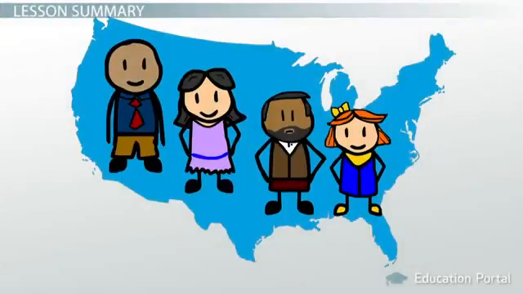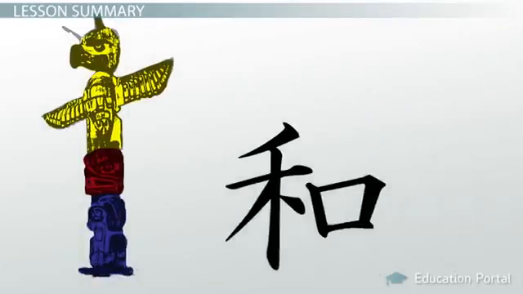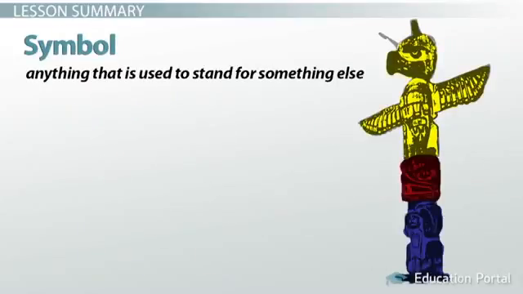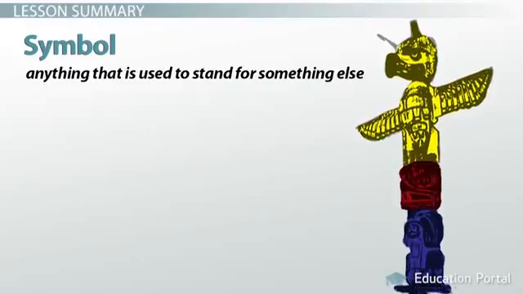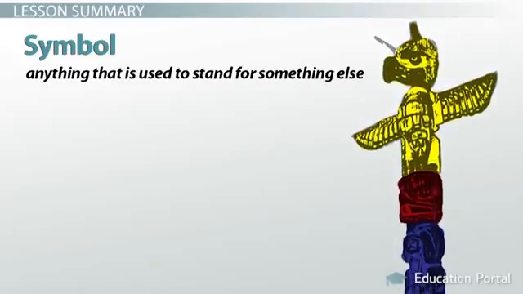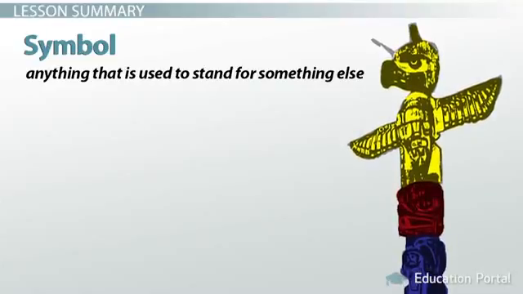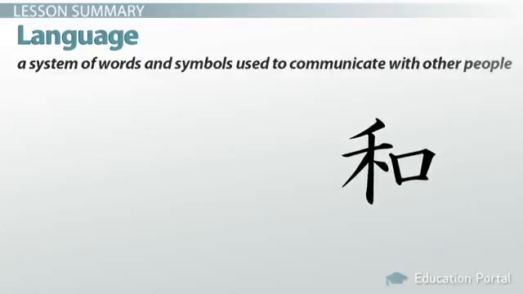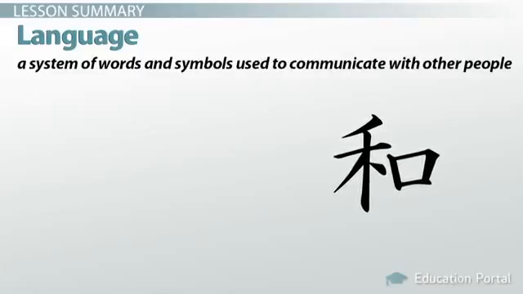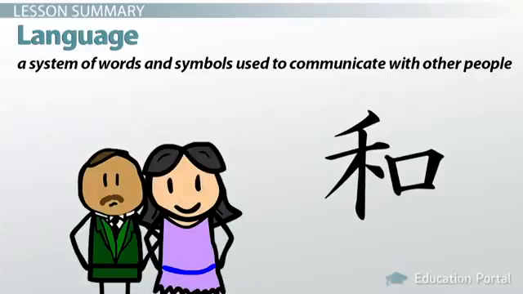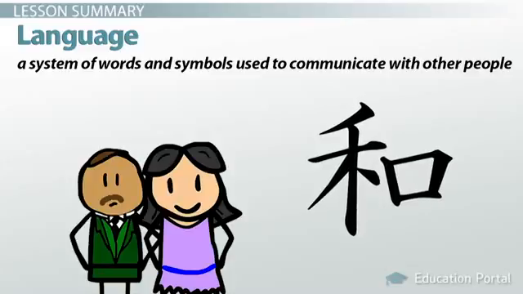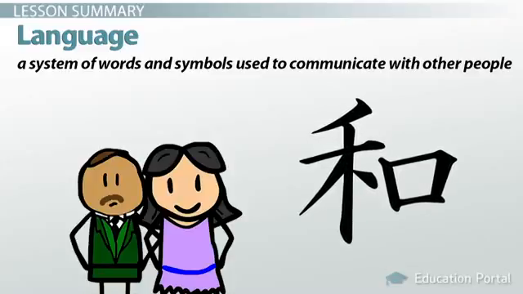In summary, some of the common elements that make up individual cultures are symbols, language, values, and norms. A symbol is anything that is used to stand for something else. People who share a culture often attach a specific meaning to an object, gesture, sound, or image. Language is a system of words and symbols used to communicate with other people. This includes not only fully spoken or written languages, but also body language, slang, and common phrases that are unique to certain cultures.